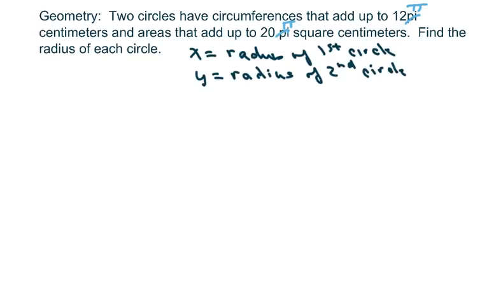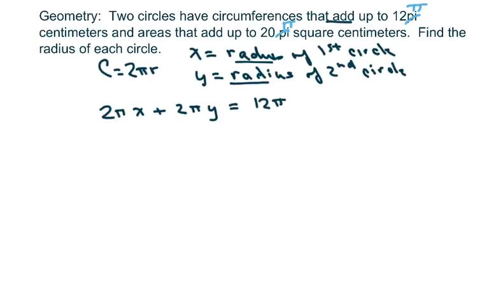So we're adding them up. The circumference of a circle is 2 pi r, so it's going to be 2 pi x plus 2 pi y, since we're looking for our radius, equals 12 pi.